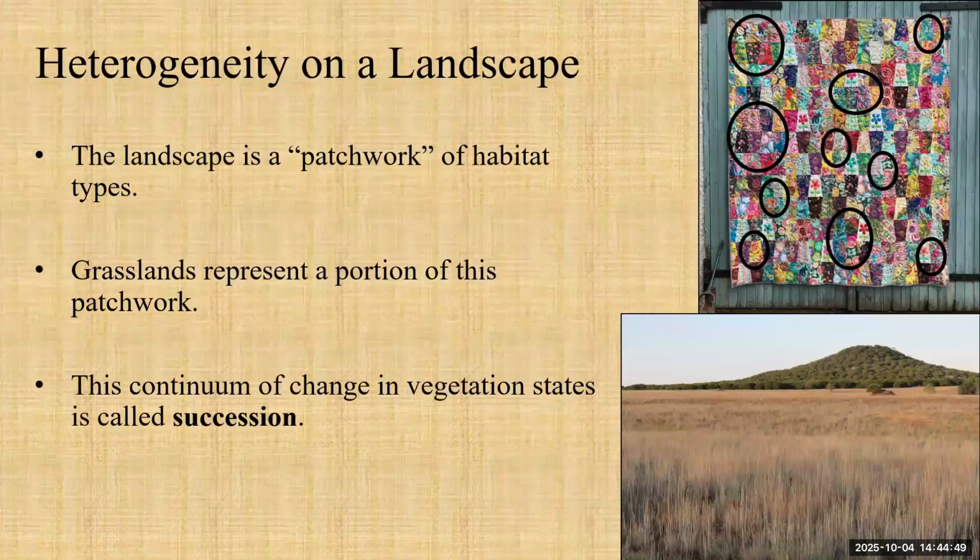All right, so what does all that mean? So the landscape is a patchwork of habitat types. Grasslands represent a portion of that habitat type. That continuum of vegetation is called succession. So succession is as the landscape moves from grasslands to woodlands and kind of that process. View the landscape from the 30,000 foot view and think of a quilt. Grasslands are a portion or one patch of that quilt.